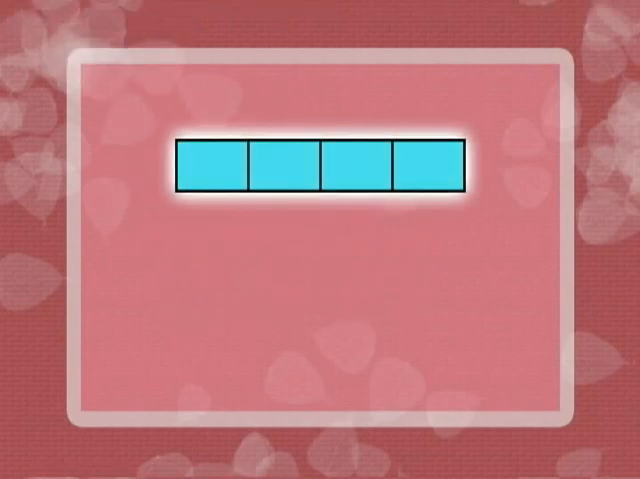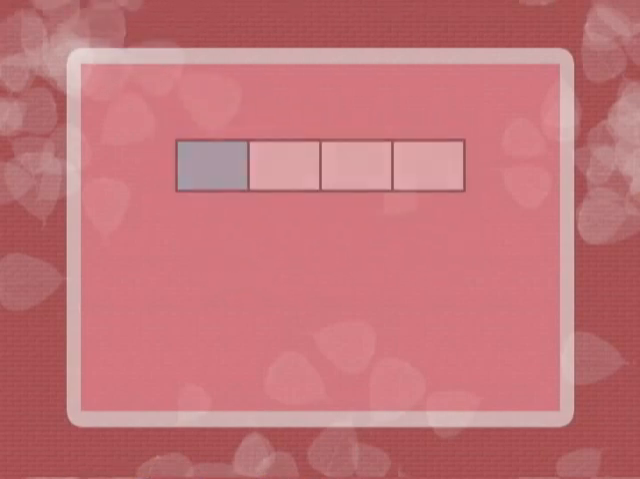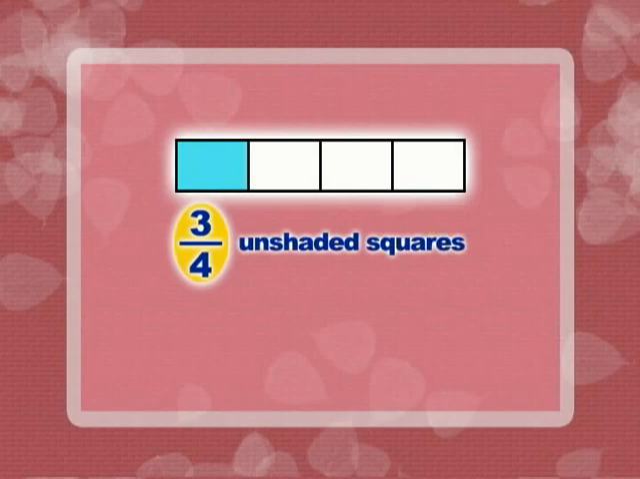Here's another figure. Let's look closely and write the fraction representing the shaded squares. It's 4/4 or 1. All the 4 squares are shaded. Write the fraction representing the unshaded squares in this figure. 3/4 represents the unshaded squares.